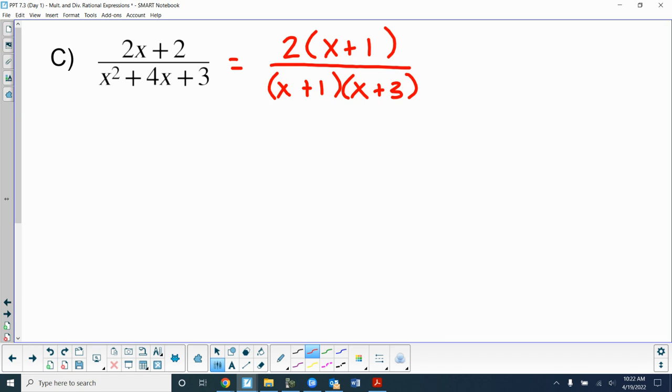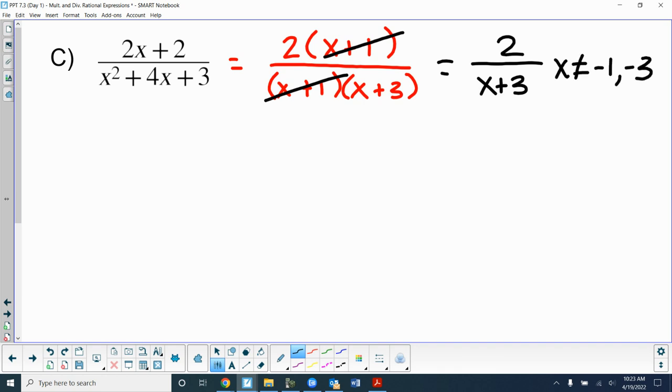Okay? Do we see common factors? Right, so the x plus 1's cancel. So what's the top answer? 2. What's the bottom? X plus 3. What's x not allowed to be? -1, -3. Making sense? You guys are doing really well so far. Any questions?